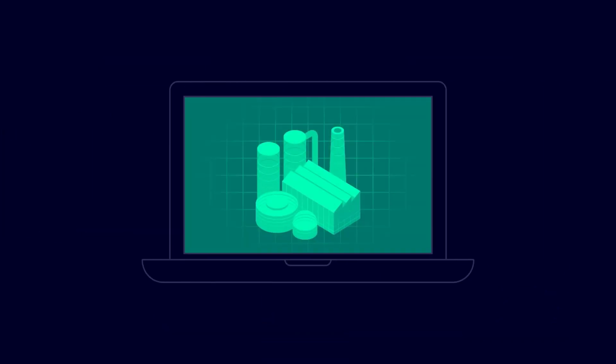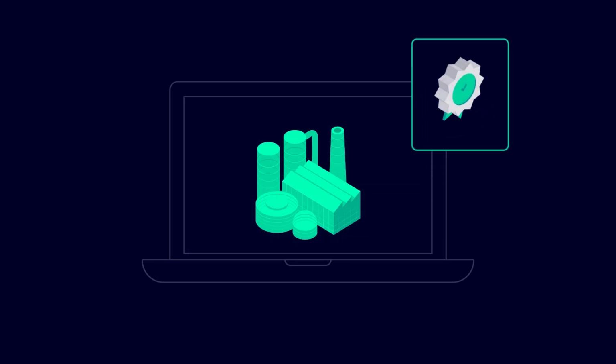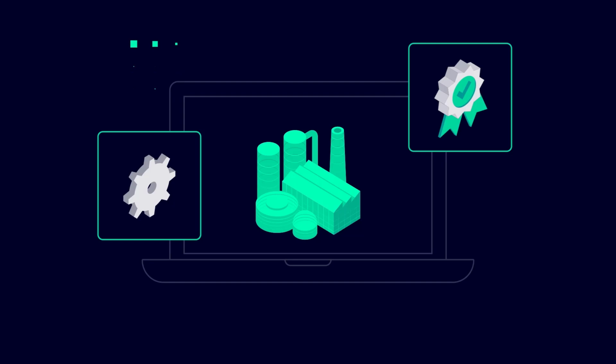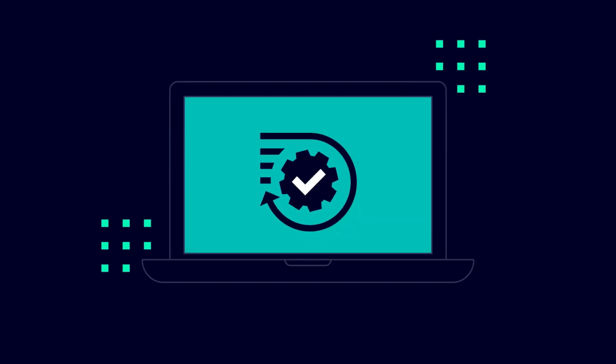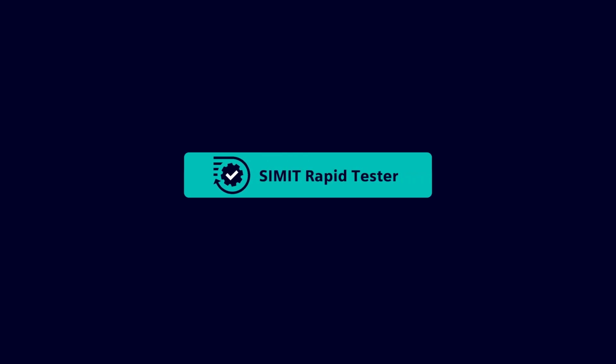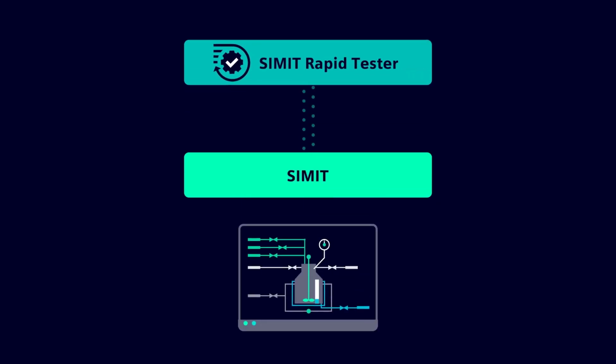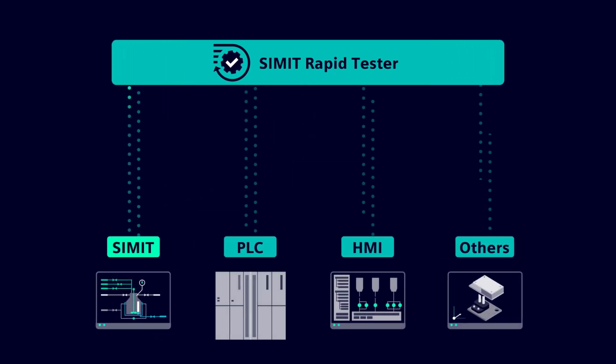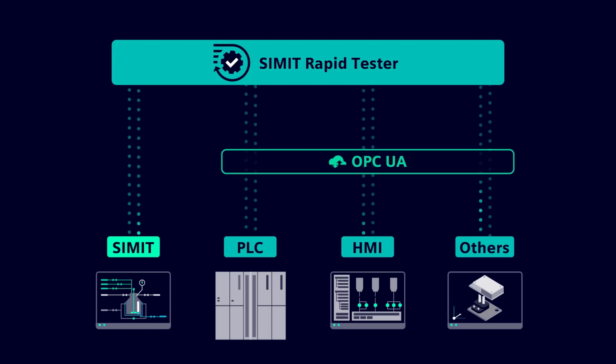The use of simulation can dramatically improve the quality of your automation systems, test scenarios, and routines. SIMIT Rapid Tester is a tool specifically designed to automatically test project-specific engineering and libraries. It seamlessly integrates with Siemens products like SIMATIC PCS 7, SIMATIC PCS neo, TIA Portal, as well as with other third-party automation products over OPC UA.